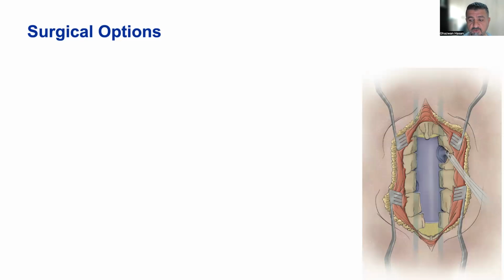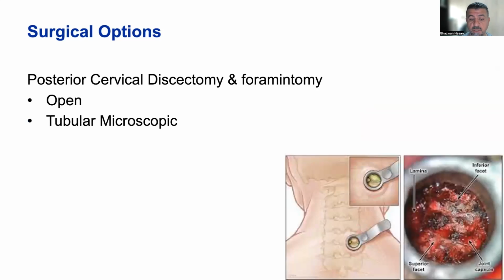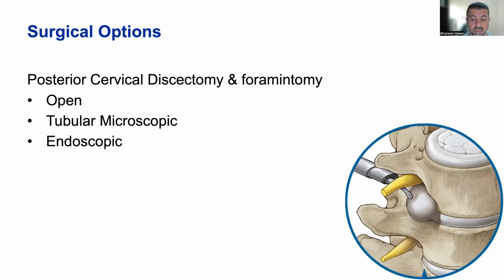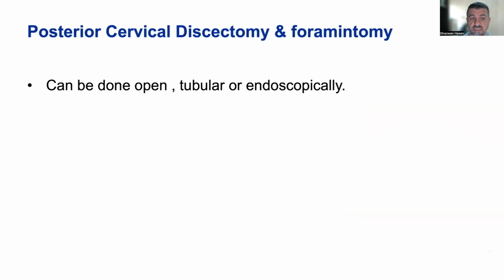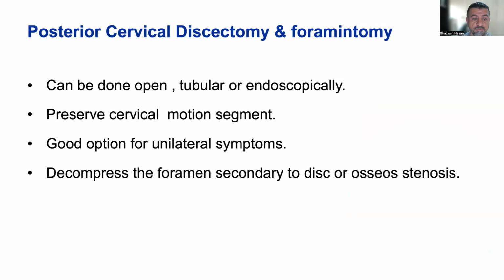Surgical options for posterior cervical foraminectomy could be either by open technique, tubular, and also by endoscopic technique. And the posterior cervical discectomy and foraminectomy, as I mentioned, could be done by open, tubular, or endoscopically, preserving the cervical motion segments. It's a good option for unilateral septums and decompression of the foramen secondary to the disc, because you can extend even to the foramen and remove the osseous stenotic part and relieve the compression from the root in the foramen.